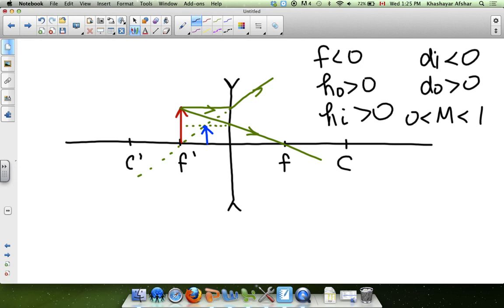All right? And I'm not going to bother doing the one for between F and the lens because it actually doesn't change at all. The image is always going to fall between F and the lens, and there is nothing really special about it.